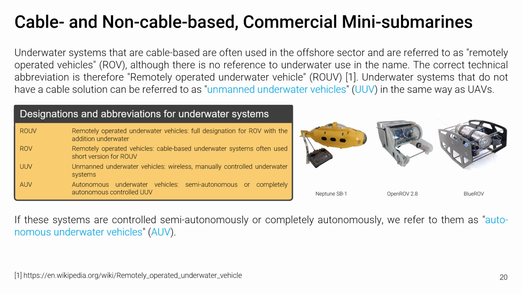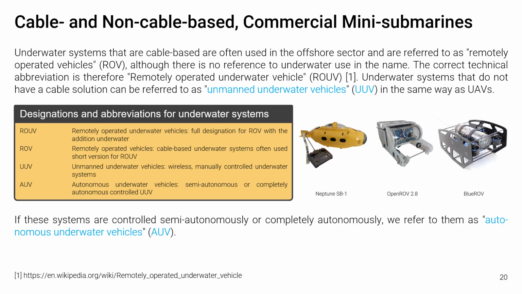On the right, we see three different underwater systems, with the Neptune SB1 underwater system, which can be seen on the left. We have a device from the toy sector that looks like a submarine, but can only be used at short distances and only just below the surface of the water due to the existing radio connection. In the middle, we see the 2017 version of the OpenROV, a rather lightweight underwater system that reacts sensitively to attachments such as cameras.